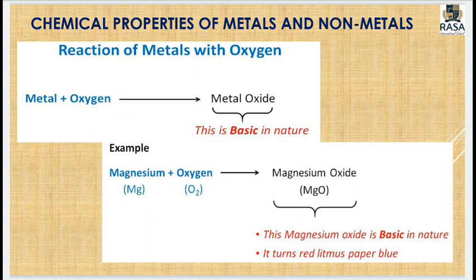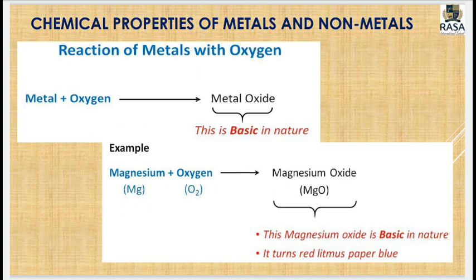So if we make the solution, if the metal oxide is readily soluble in water, then you will find the basic solution is being formed. Okay, that can be tested along with the use of litmus paper. So here is a reaction where we are able to see how the metal is reacted with oxygen. So magnesium is reacting with oxygen to form magnesium oxide, which is basic in nature and turns the red litmus to blue. Okay, so this is about metal reaction with oxygen.